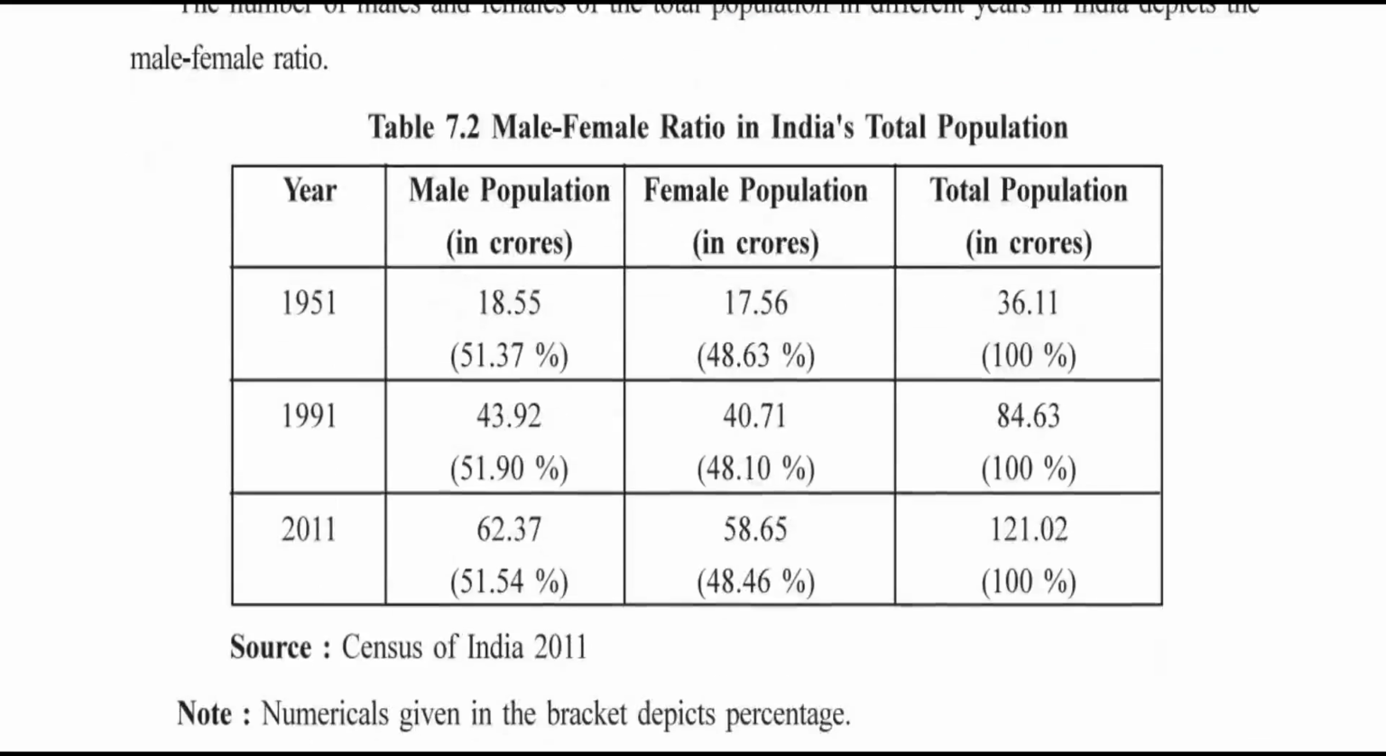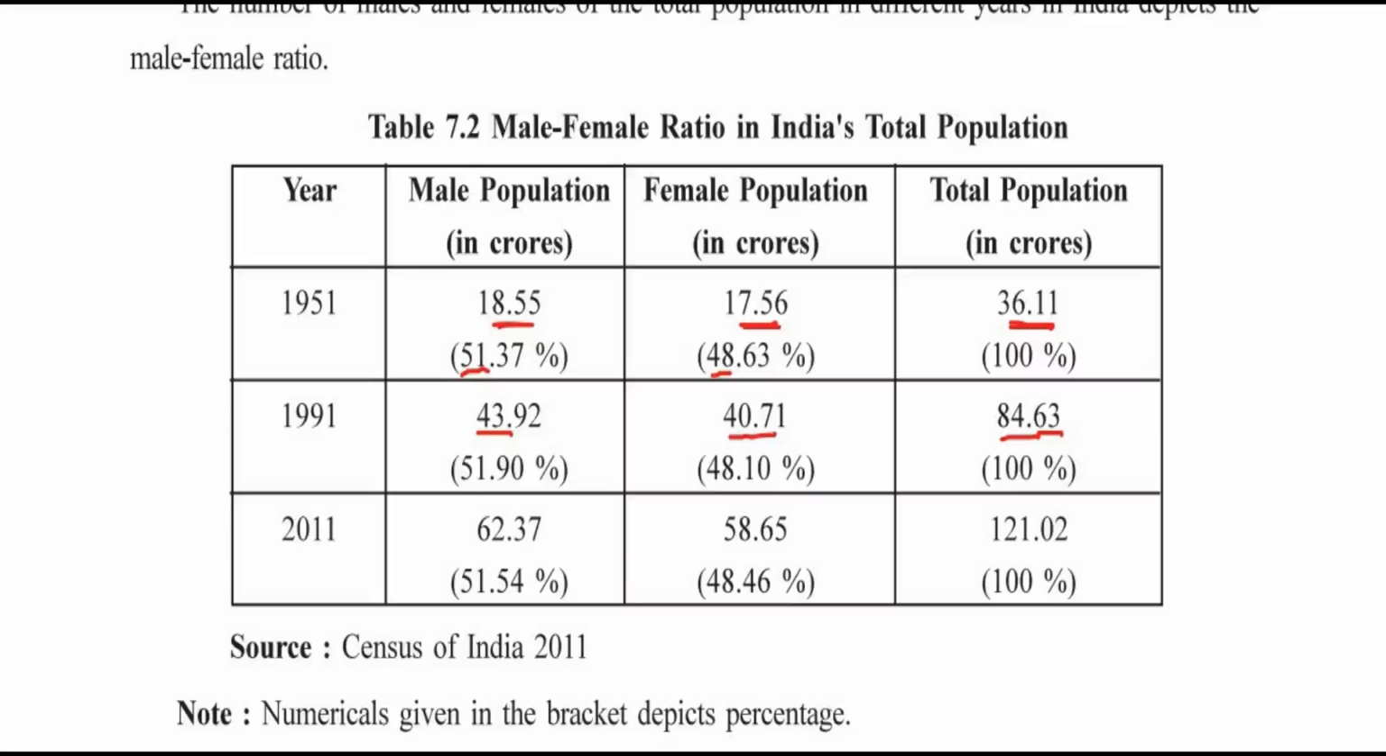So if you look at this table, in 1951 total population of India was 36.11 crore. Out of that, 18.55 crore were male and 17.56 crore were female. So it was a percentage of 51 to 48. After 40 years, in 1991, the population of India became 84.6 crore, out of which 43.9 crore were male and 40.7 crore were female. So you will see always the population of India is more biased towards males. There are always more males, like 51.9% to 48% of females.